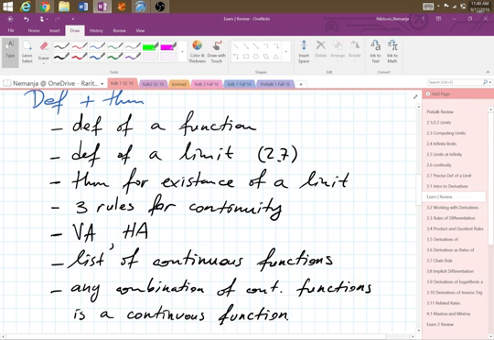Three rules for continuity, just talked about that. So you need to be able not just to do problems with it, but also to state it, which means you write: one, f of a exists. Then two, limit as x goes to a of f of x exists. And then number three, limit of f of x as x goes to a is equal to f of a, which is the third.